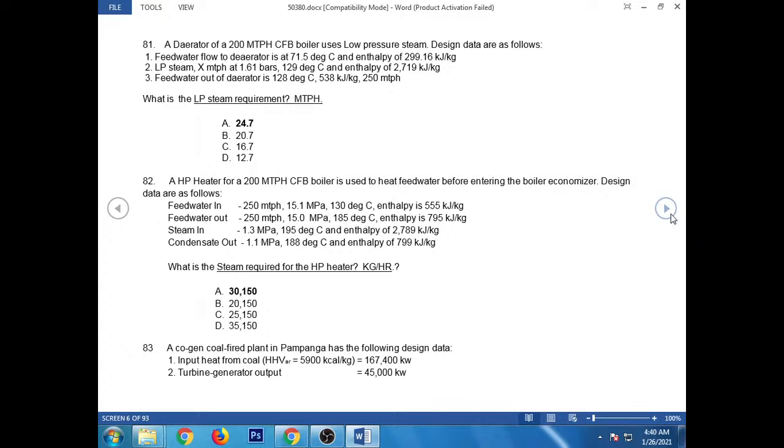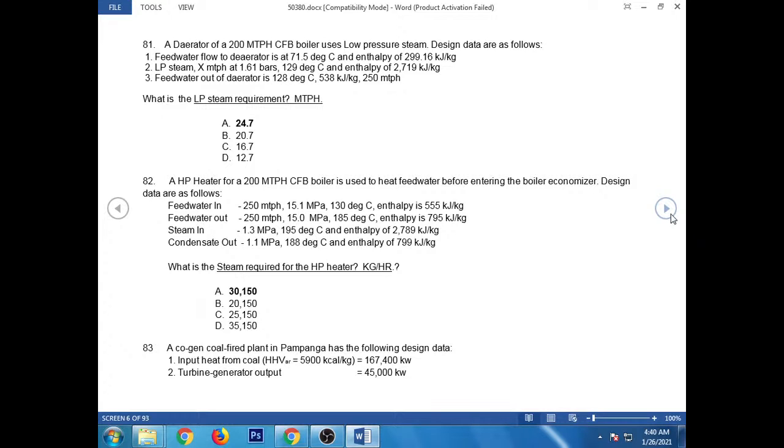Answer: 24.7. An HP heater for a 200 MTPH CFB boiler is used to heat feed water before entering the boiler economizer. Design data are as follows. Feed water in 250 MTPH, 15.1 MPa, 130 degrees Celsius, enthalpy is 555 kilojoule per kilogram. Feed water out 250 MTPH, 15.0 MPa, 185 degrees Celsius, enthalpy is 795 kilojoule per kilogram.